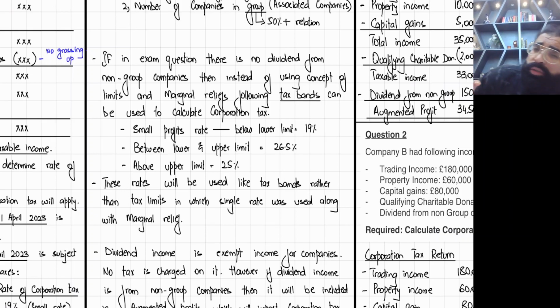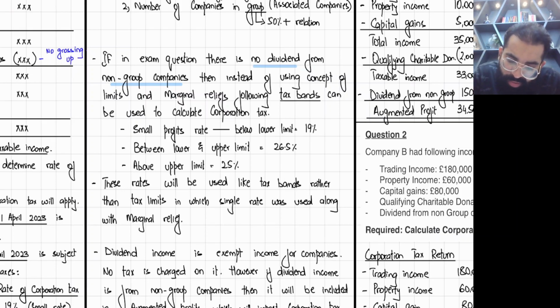But just to teach you a topic called corporation tax losses, we sometimes make the bands. And we'll prove those bands, but don't ever use them in a normal question. Now read. If in the exam question there is no dividend from non-group companies, that is the first condition. The bands which I am going to teach you right now are only applicable when there are no dividends from non-group companies.